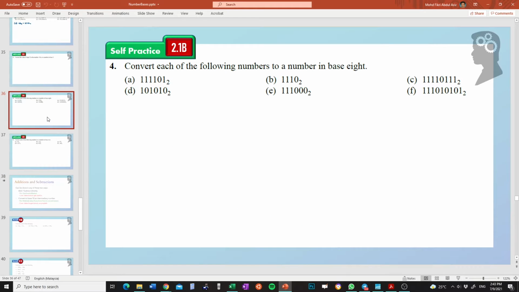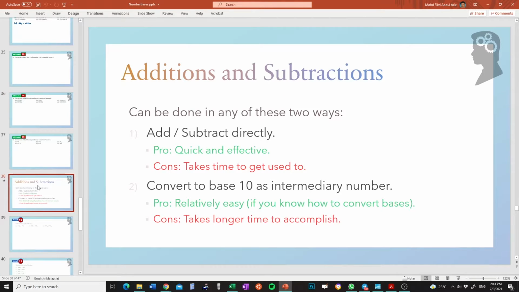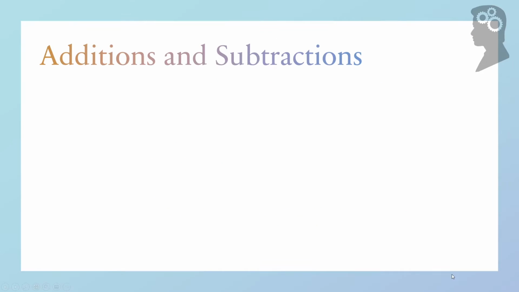So we have already done conversion of bases, from other base to base 10, base 10 to other bases, and base 2 to base 8, base 8 to base 2. Now we are moving to the second gear. We are doing addition and subtraction. All right. Addition and subtraction, we have two strategies, two ways to do this. It can be done in any of these two ways.